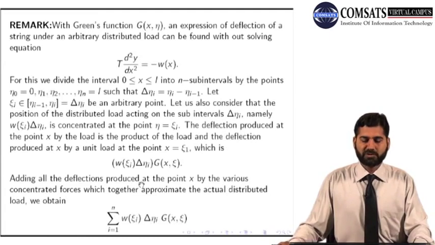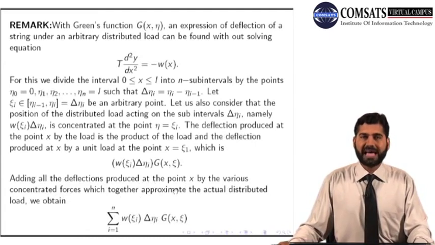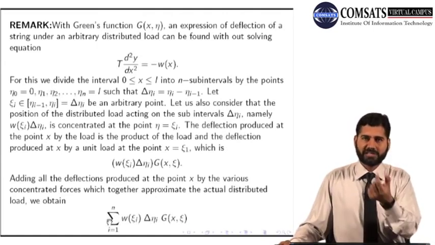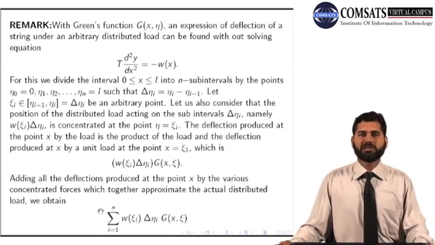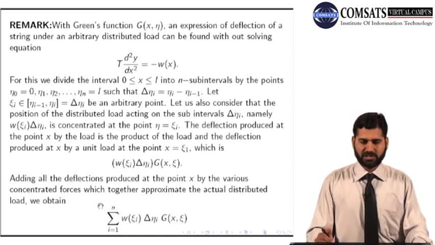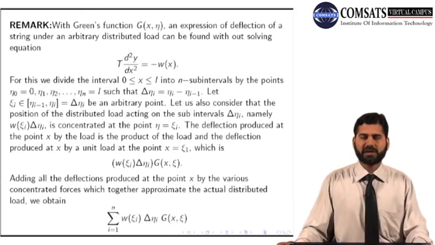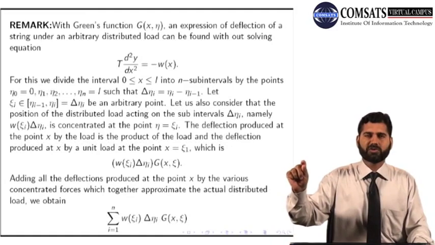So adding all the deflection produced at a point x by the various concentrated forces, which together approximate the actual distributed load. So we can approximate our actual distributed load by these n concentrated loads. Because n is a big number, delta eta is very small, so at each small element of the string we can approximate the distributed load by the concentrated load. All right, so this sum becomes an integral when the limit delta eta goes to 0, because still we have to distribute it evenly throughout the string.